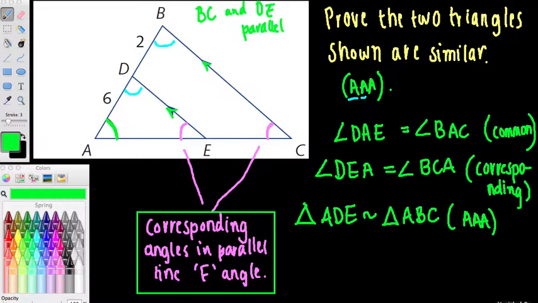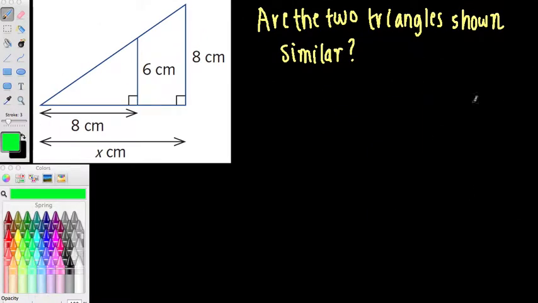Let's have a look at the last one, a trickier one. First of all, are these two triangles similar? And secondly, can we find the value of x? So let's concentrate on the first question. Are the two triangles similar? Well, I can see that both of them have a right angle. So that's one angle that is the same in both triangles.